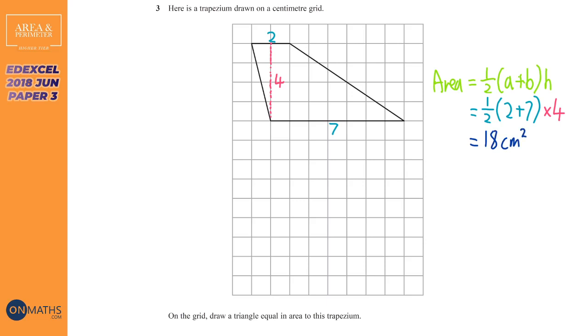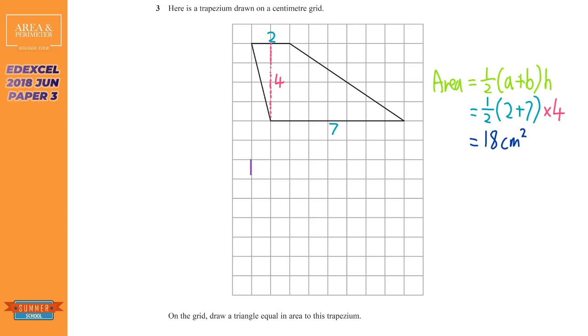And so we need to draw a triangle that is 18 centimetres squared. So you might know that a triangle is half of a rectangle. So if we double that 18 and work out what the area of the rectangle that makes up the triangle would be, it would be 36. So if we draw a rectangle of area 36, and it can be any rectangle you want, I'm actually going to do a square because it's 6 by 6, and that's quite nice to do. So we're going to do a 6 by 6 square.